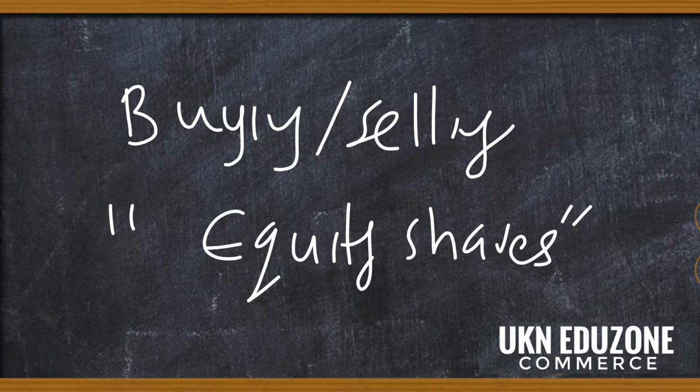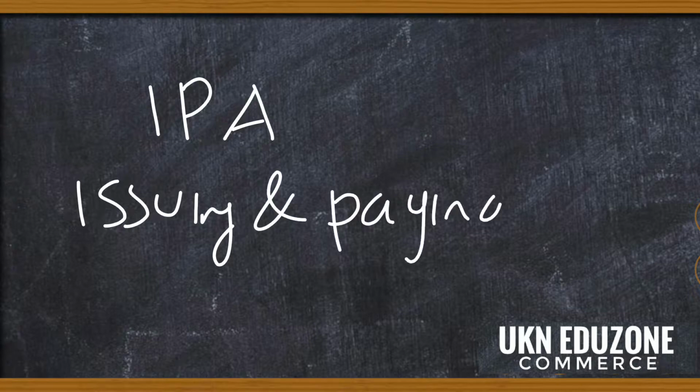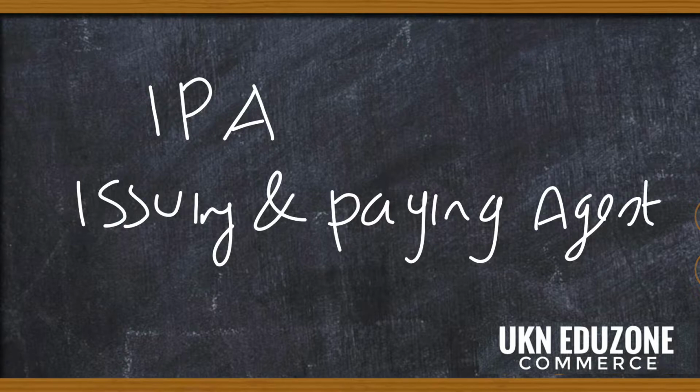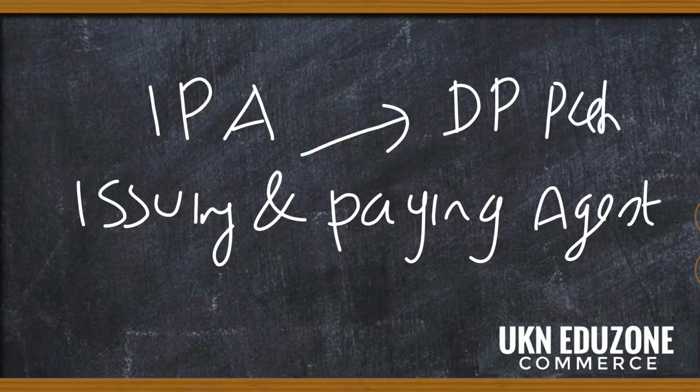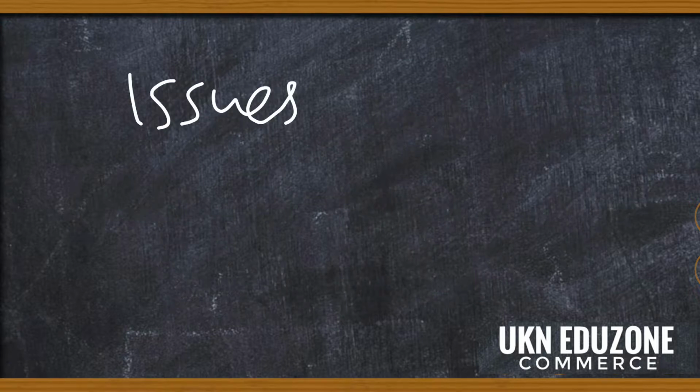Then what about the redemption of commercial paper? Here one more person is involved, that is the IPA, the issuing and paying agent. IPA will open a redemption account with the depository participant. Scheduled commercial banks act as IPA. So the three participants are the issuer, the IPA, that is the issuing and paying agent, and the DP, depository participant.